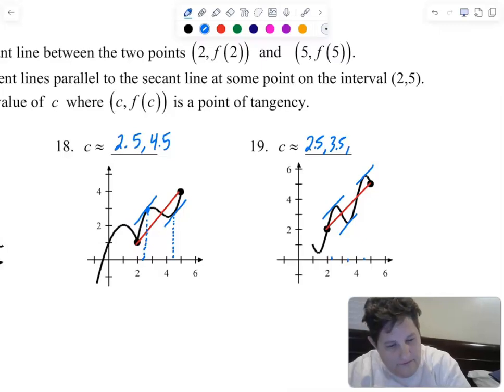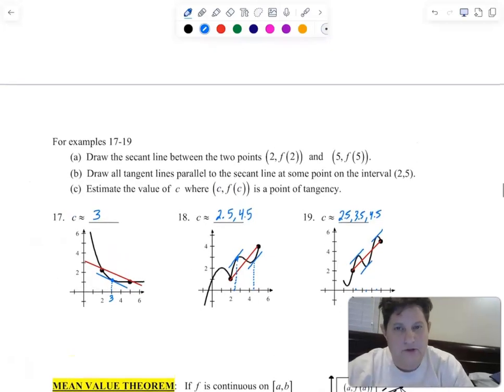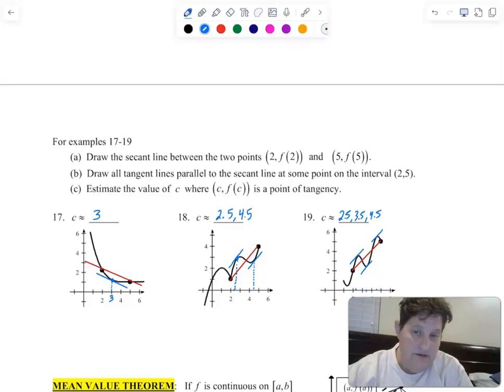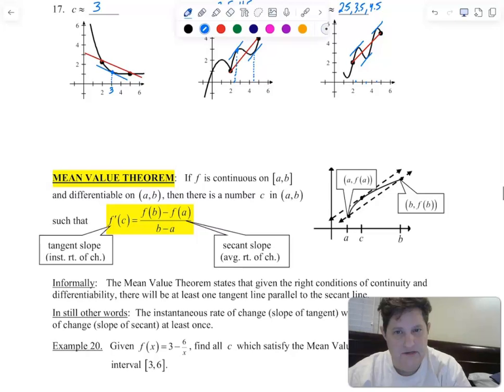I don't know, 4.5. I'm just totally estimating here. Okay, and those are the C values where the derivative, or the slope of the tangent line, is parallel to the secant line. This is what the mean value theorem says.